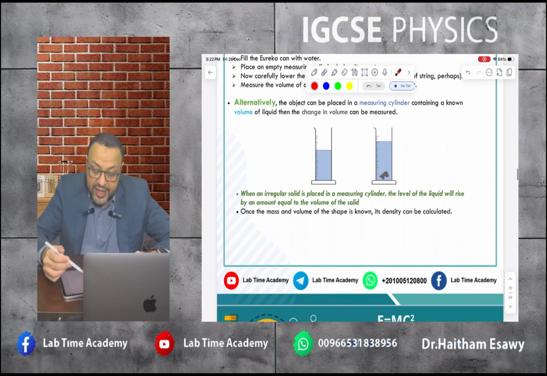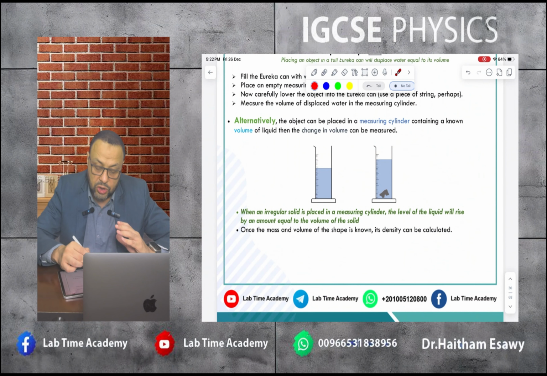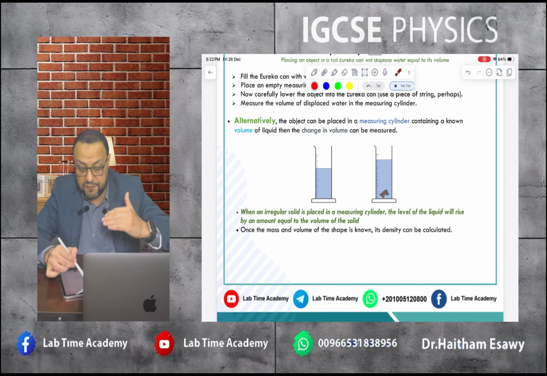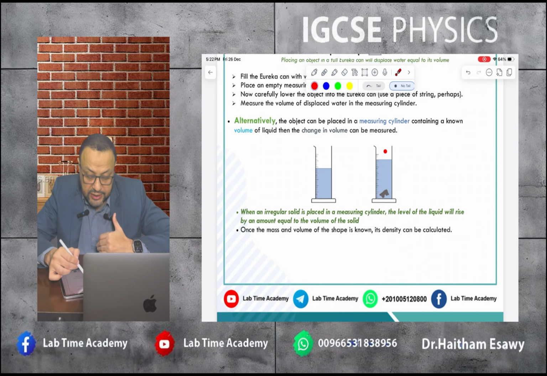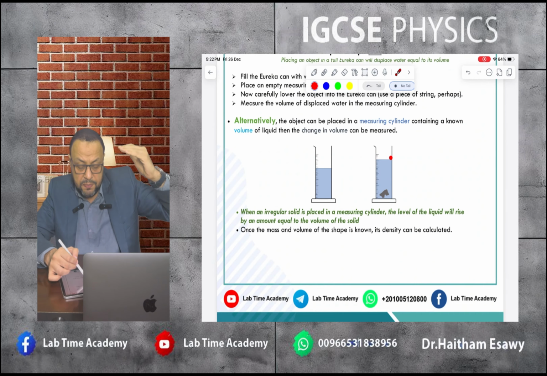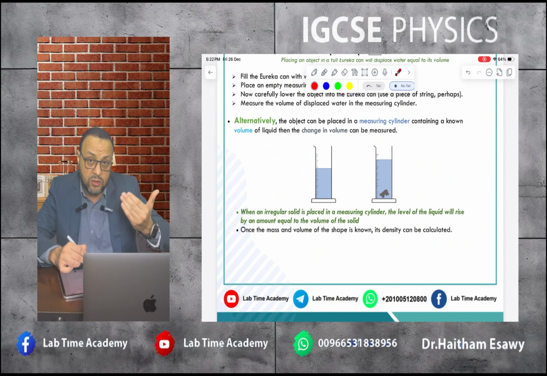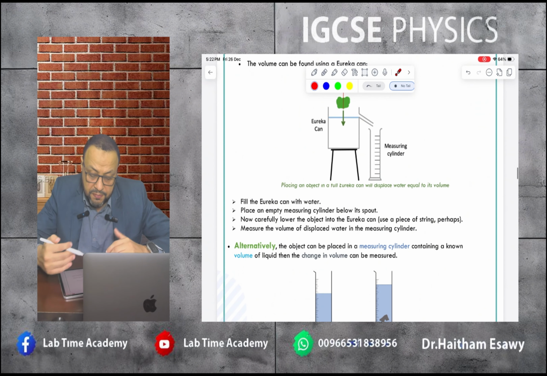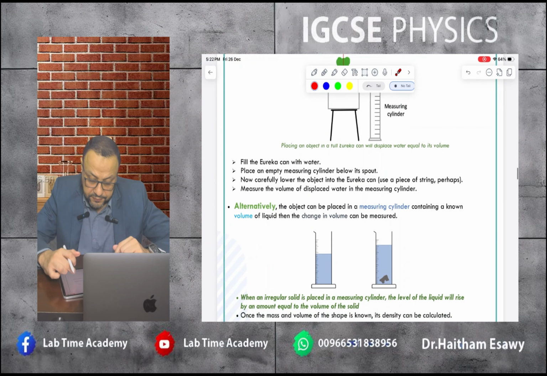Okay? Or we can use the method we said before. We get a measuring cylinder, pour some water inside it and record its reading, and this will be the volume V1 of the water. After that, I put the irregular object inside the water, so the water rises up. Then V2 minus V1 gives the volume of the irregular object. So you can use any one of them as you like.